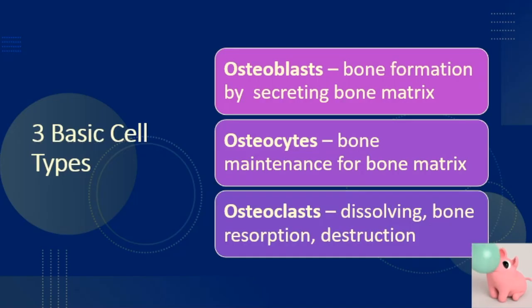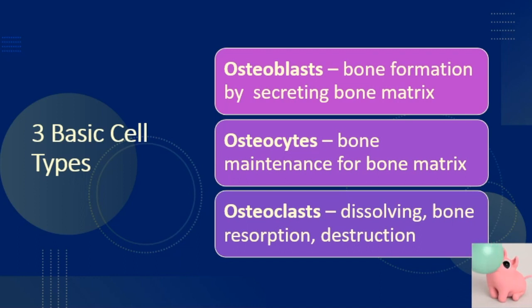Now, when we talk about the bone cells, there are actually three basic cell types inside your bone. One is your osteoblast. Your osteoblast would be in charge of bone formation, and that would be done by secreting the bone matrix. The second one is your osteocytes. These are mature bone cells involved in bone maintenance, and the function is to maintain the bone matrix. Then the third one is your osteoclast. It is located in the shallow house shaped lacunae, which are small pits in the bone. These are multinuclear cells that are involved in dissolving, bone resorption, or bone destruction. So take note of the terms dissolving, bone resorption, and then bone destruction.